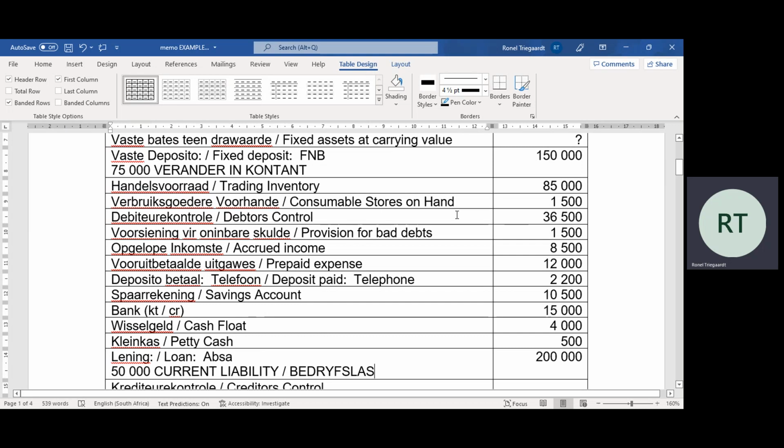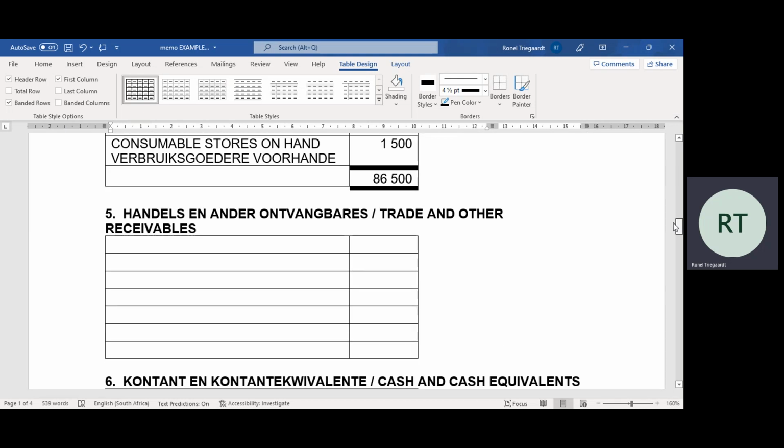Okay. So kom ons gaan na die volgende nota. The next note is the one for trade and other receivables. So this is now everybody that owes us money. It's almal wat vir ons geld skuld. The debtors. If we're supposed to receive an income, accrued income, a prepaid expense, anyone that owes us money for whatever reason will fall under trade and other receivables. Enig iemand wat vir ons geld skuld.